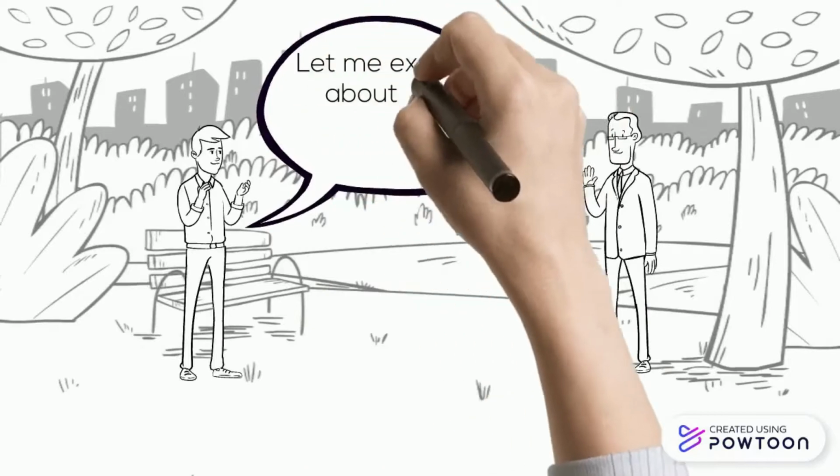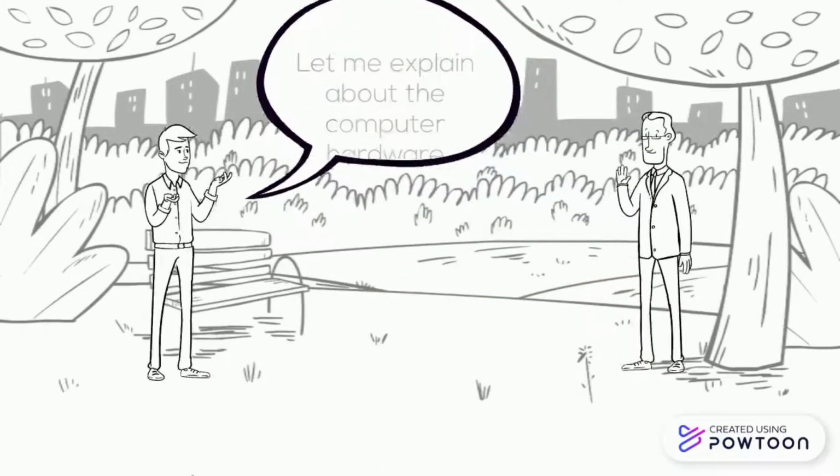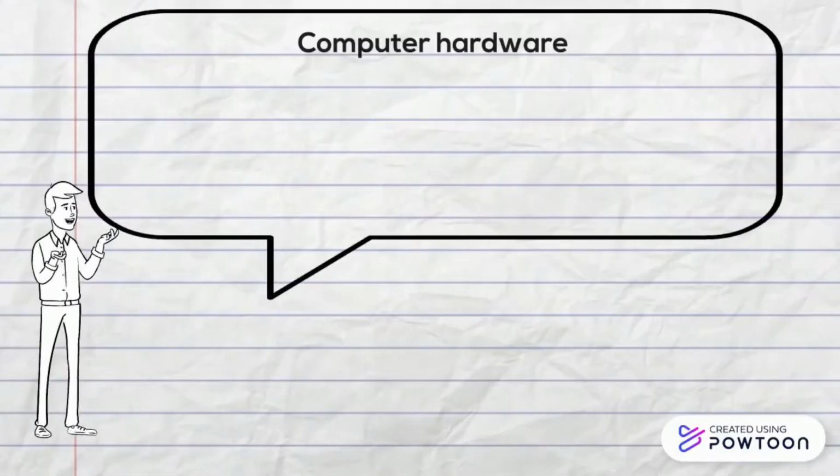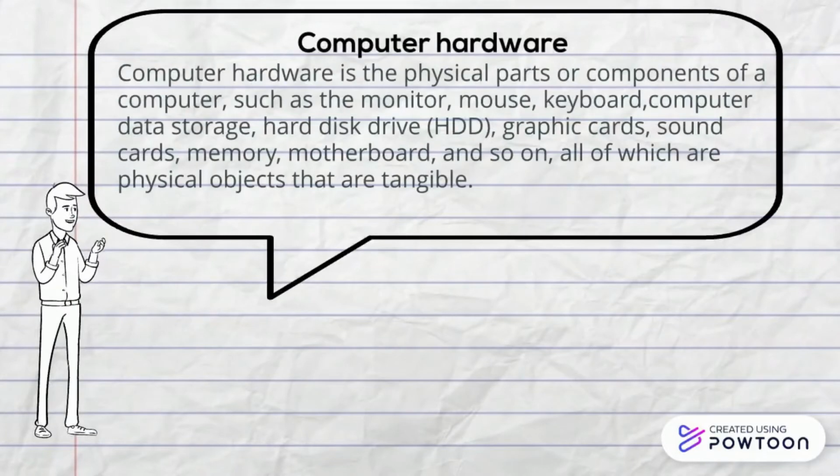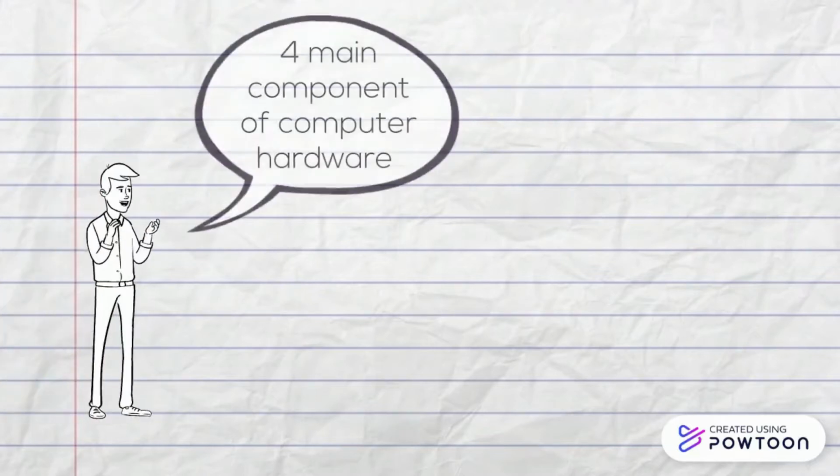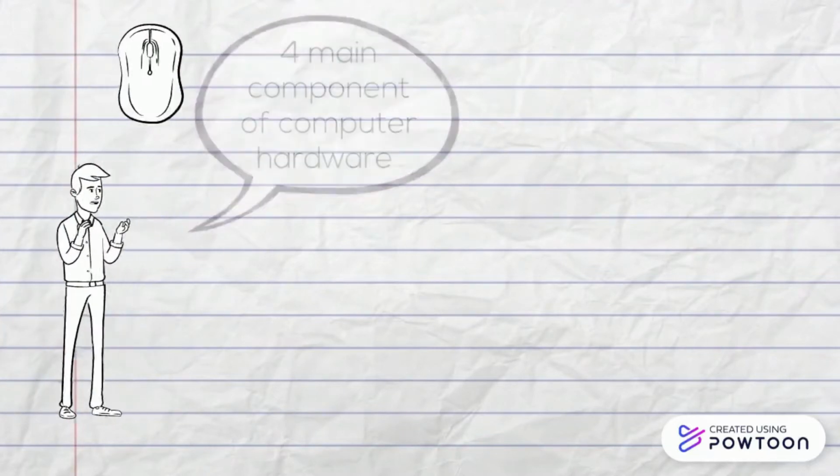Let me explain about the computer hardware. Computer hardware is the physical part or component of a computer such as the monitor, mouse, keyboard, computer data storage, hard disk drive, graphic card, sound card, memory, motherboard, and so on, all of which are physical objects that are tangible. Four main components of computer hardware.